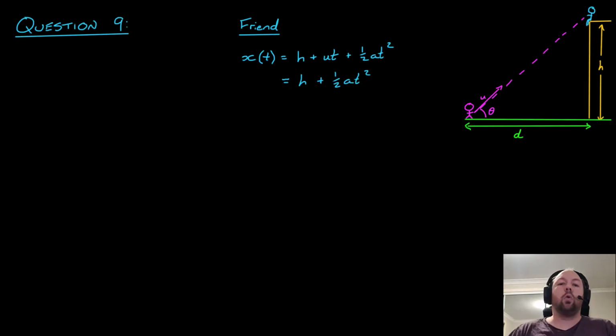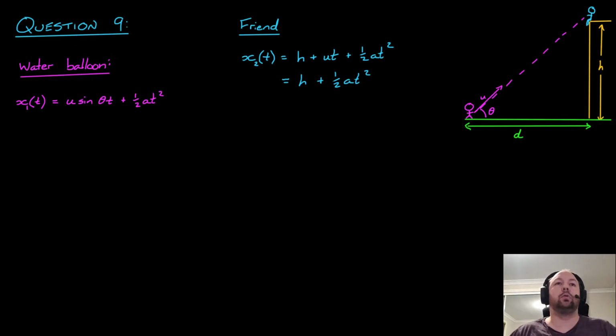So now, knowing the height of the wall and the fact that acceleration is 9.81 meters per second squared down, for any given time t, we can tell exactly where that person is going to be. What we need to do is come up with a similar function for the water balloon. When we do the same thing for the water balloon, we now end up with two functions. So I've labeled the friend one x2(t) and the water balloon is x1(t).